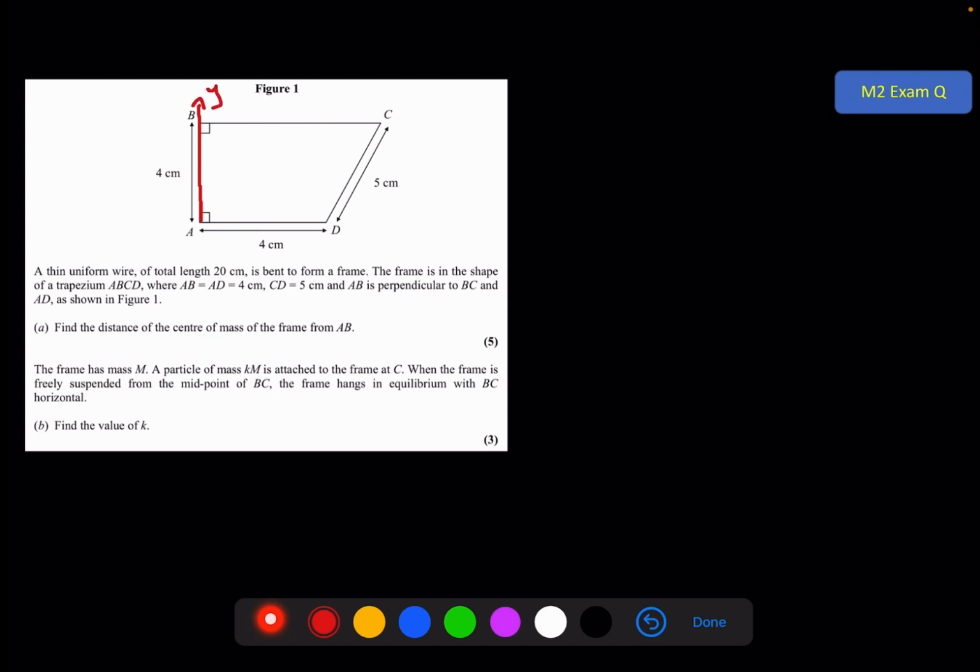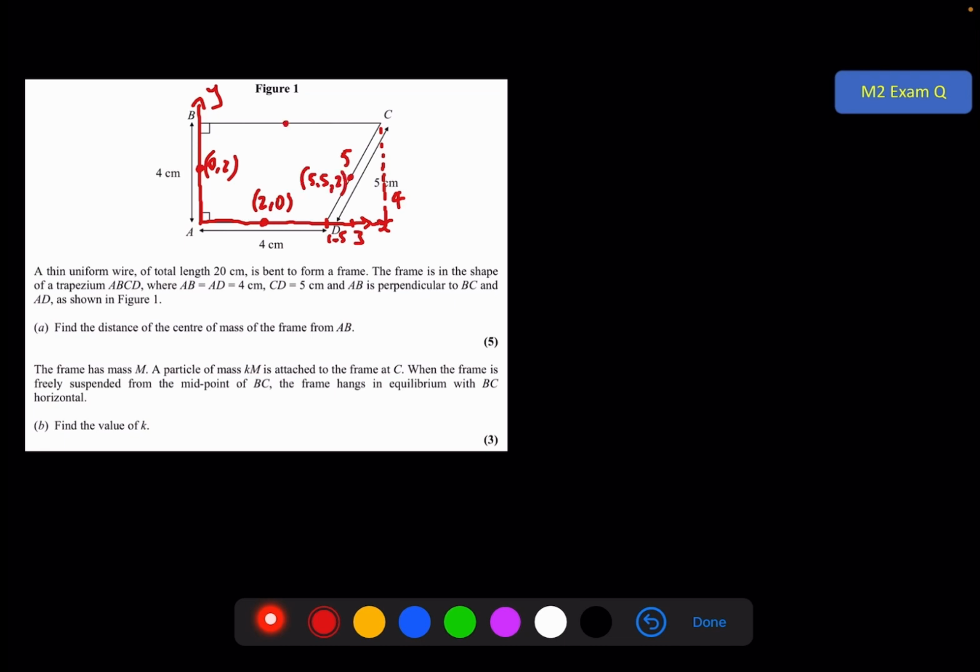I'm going to call this the y-axis, down here x, and then if it's a wire frame, we've got 4 different pieces to consider. This piece here has its center of mass at (0, 2). This piece here has its center of mass at (2, 0). Here, a quick bit of triangle manipulation. This is 4, this is 5, so this is a 3, 4, 5 Pythagorean triple. And the center of mass here, this is 3, this is a 1.5, plus 4 is 5.5. And on the y-axis 2.